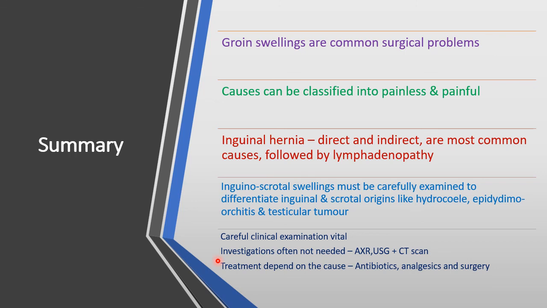Investigations are often not needed except in conditions where diagnosis is not possible on clinical grounds. So you do an X-ray abdomen, ultrasound of groin and scrotum, and if necessary, a CT scan. Treatment depends on the cause. Hernia, you go for various types of hernial repair or hernioplasty. Non-hernias, you have to think of antibiotics, analgesics, and the definitive surgery for the respective case or diagnosis that you make.